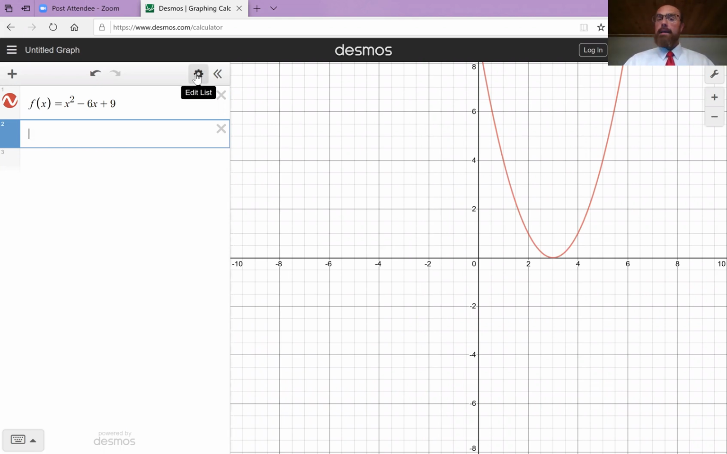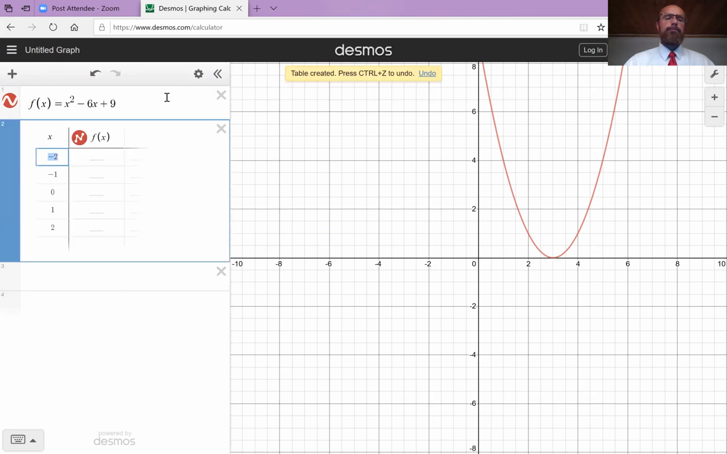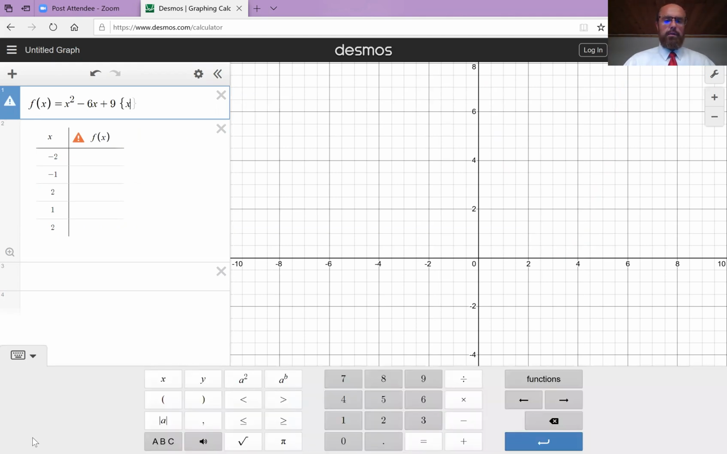So I want to get the table. Now Desmos is going to give us the vertically aligned table. That's fine. We can translate it to the horizontal. I'm going to click convert to table, but I want to change all of these. So I'm going to put 2 there in the middle. Now I do need to go back up to my function and type x does not equal 2. I don't see it does not equal. Well, that's fine.